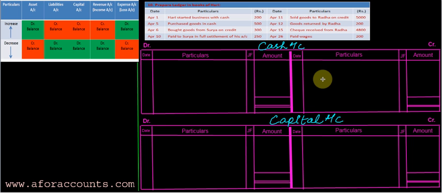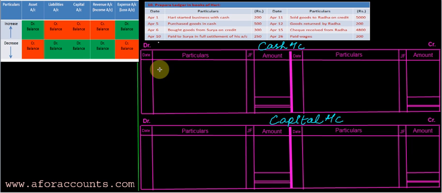Prepare ledger in books of Hari. So 1st April, we have the first entry. Hari started business with cash rupees 200. So 1st April, my entry will be cash is coming into the business.